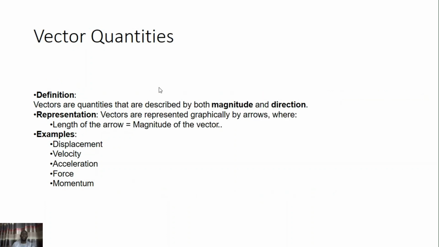Vector quantities are quantities that have both magnitude and direction, and usually they are represented with arrows, with the size of the arrow signifying the magnitude and the head of the arrow signifying the direction of the vector. Examples of vectors include displacement, velocity, acceleration, force, and momentum. All these have both magnitude and direction.